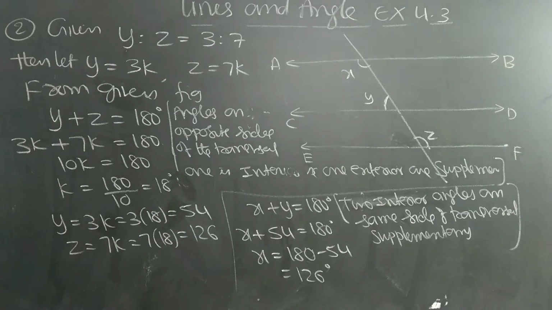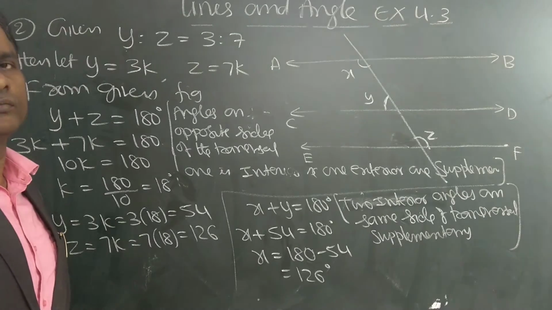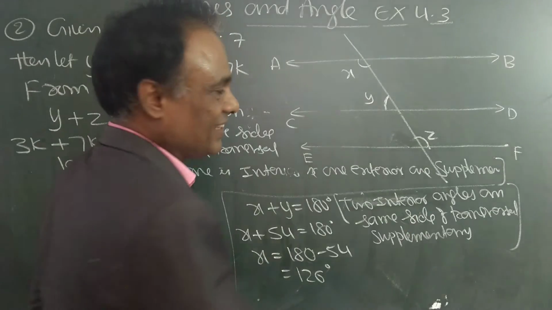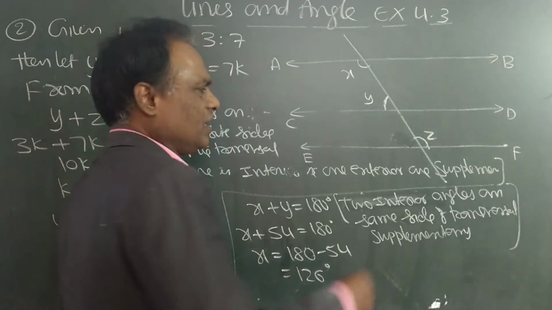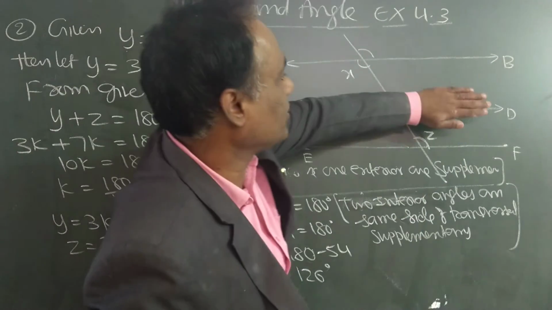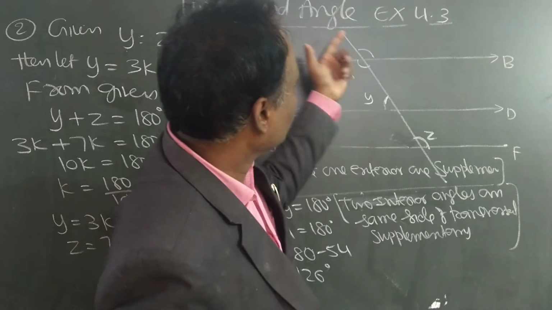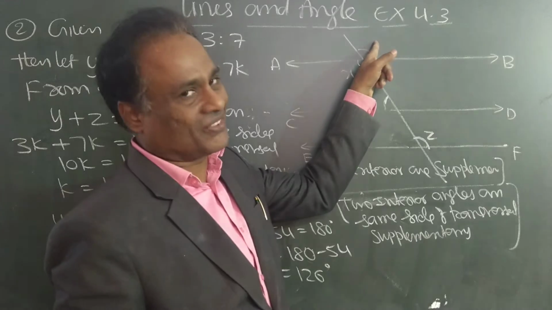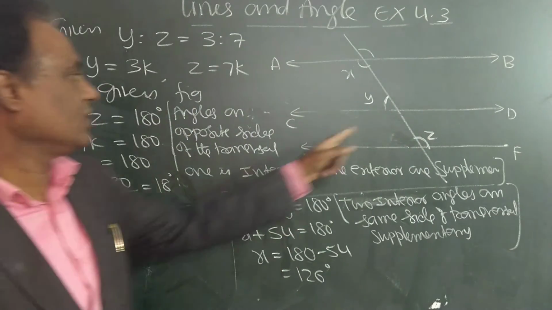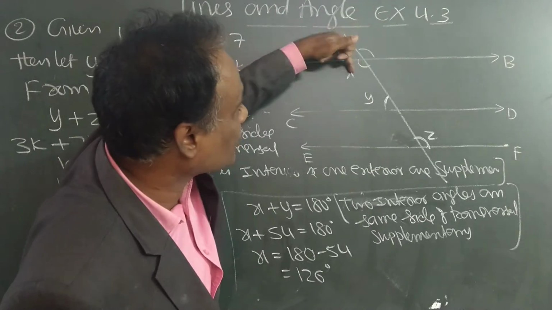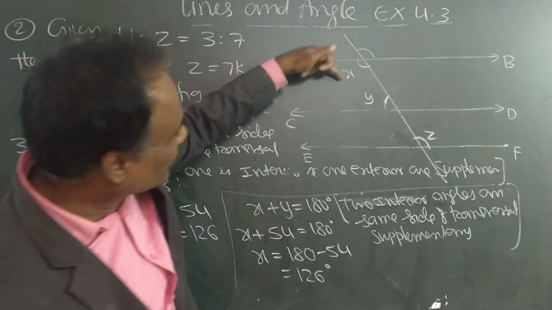So many ways we can do this problem. So x is equal to 126. Or see here, if this is z, this is also z, corresponding angles. Forget about this middle line. Take only two lines. This is a transversal. These two are corresponding angles. If this is z, this is also z. That means if this is 126, this is also 126. If this is 126, these two are vertically opposite angles. If this is 126, this will be 126.